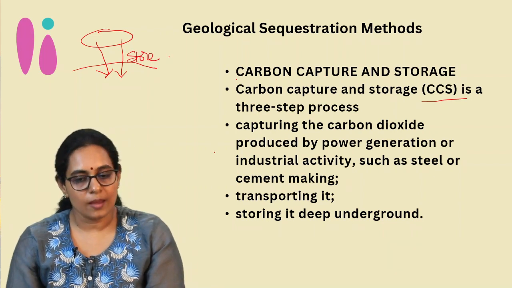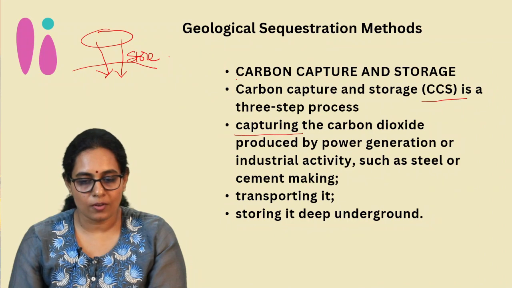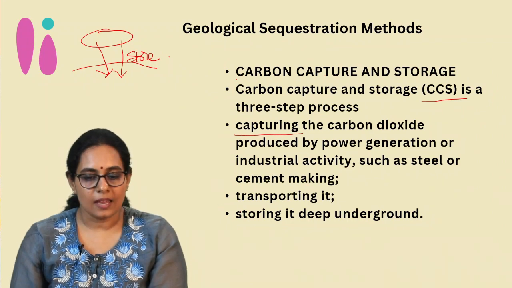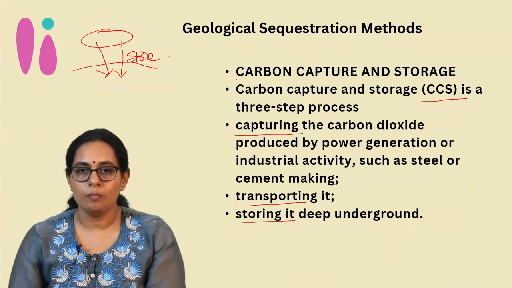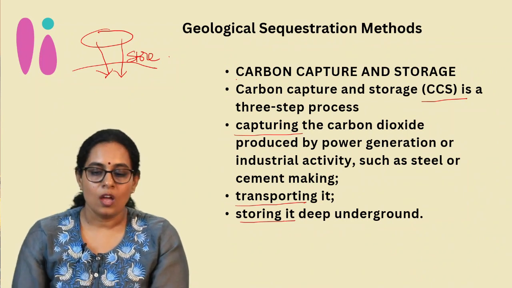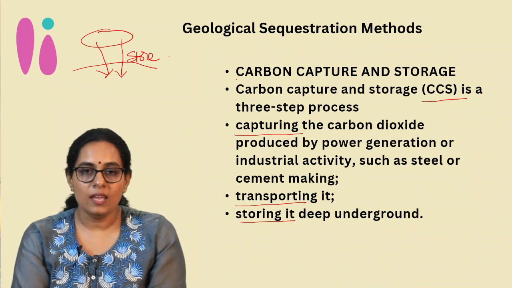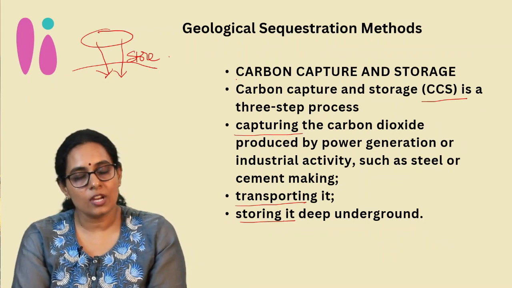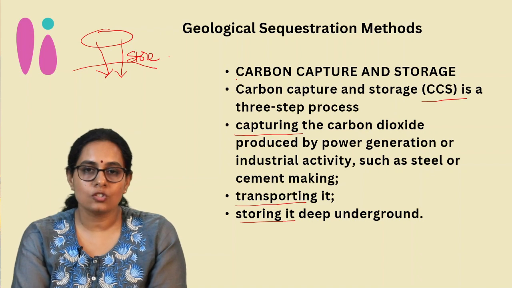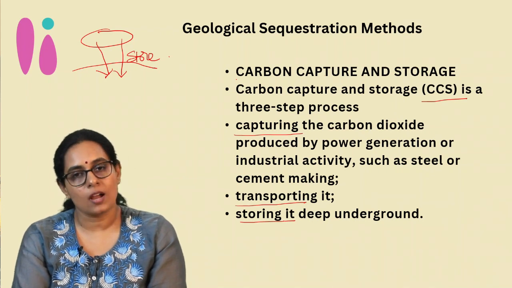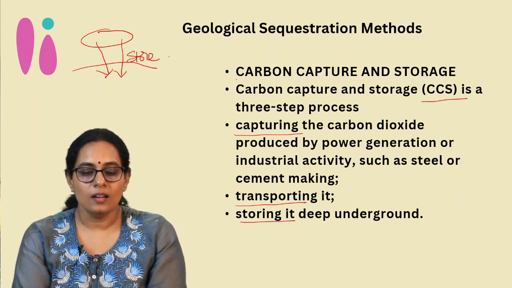So there are three steps. One is capture of carbon dioxide. Second, transport it. And third, store it deep underground. Capture, transport, store. Capture can be easily and efficiently done at the place of generation of carbon, that is the industrial section.